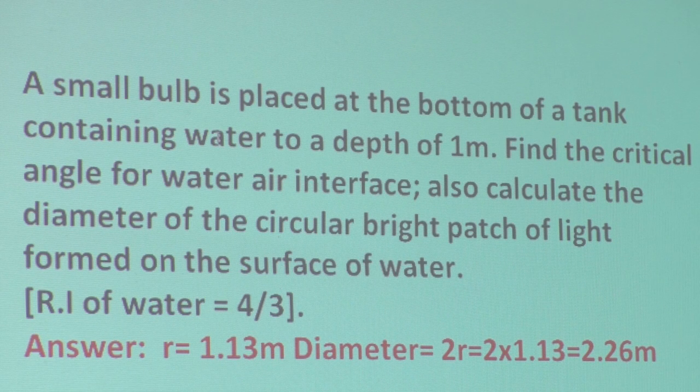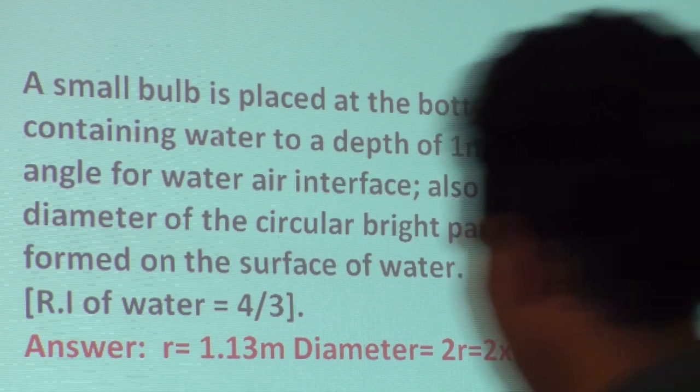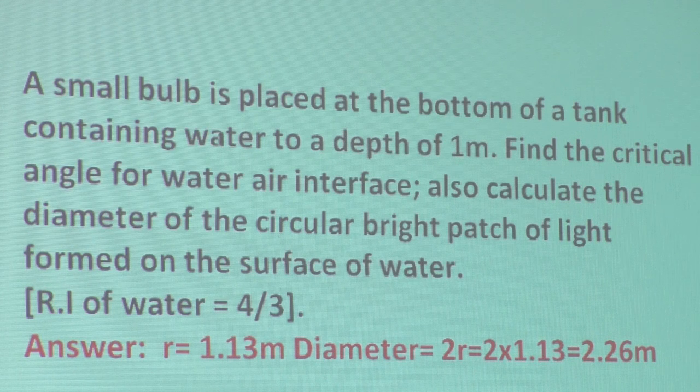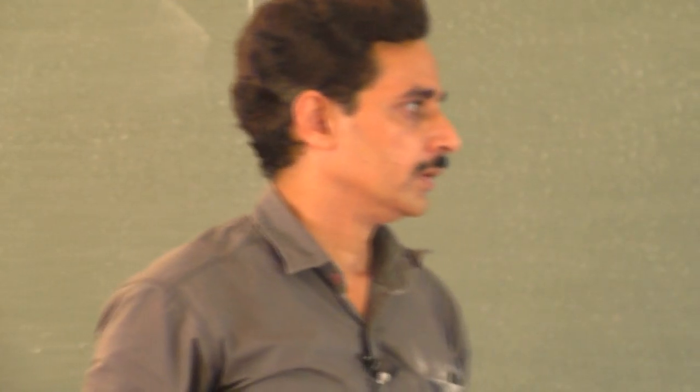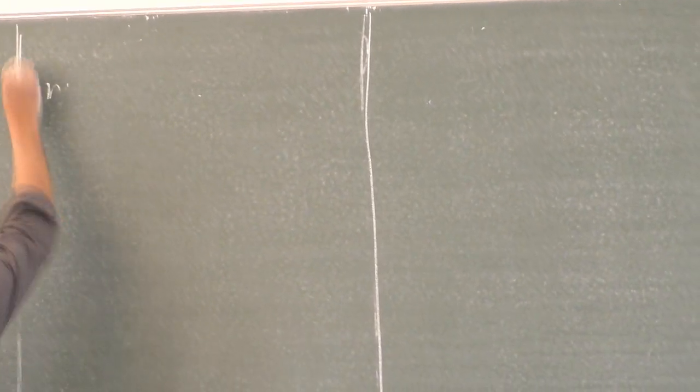So it is like you need some explanation for this. Read the problem once. So you have a bulb at the bottom of the water, at a depth of 1 meter, and you have to find out the diameter of the circular patch of light. Yes, it will be like this problem. Now you have to imagine it in 3 dimensions. Your animation inside the brain should go in 3 dimensions. Okay, I will explain it. You will get the idea.